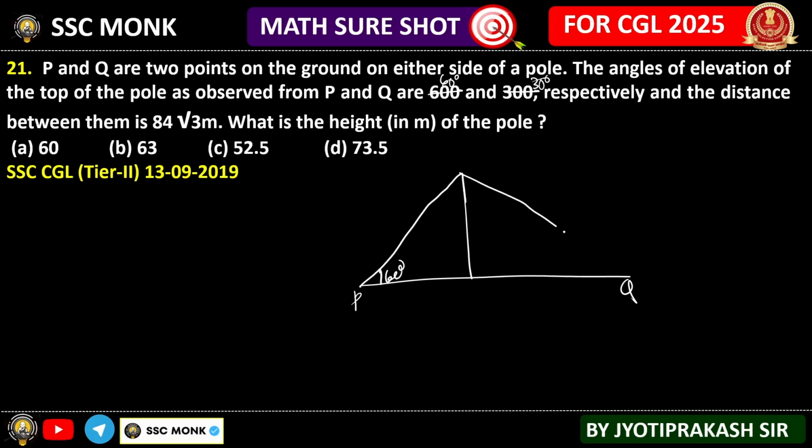From this point, this is 30 degree. That's what it is. So for 60 degree, this will be root 3, this will be 1, this will be 2. For 30 degree, this will be 1, this is root 3, this is 2. Clear? The distance between them is 84 root 3. So this total distance is equal to 84 root 3. What is the height of the pole?